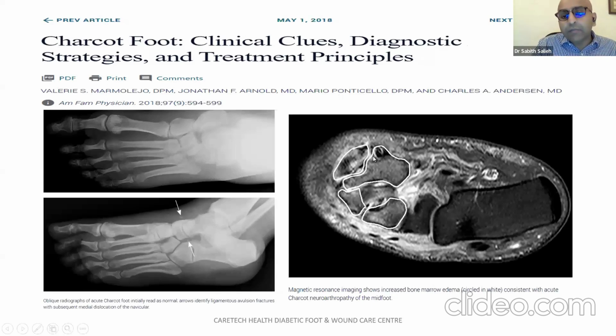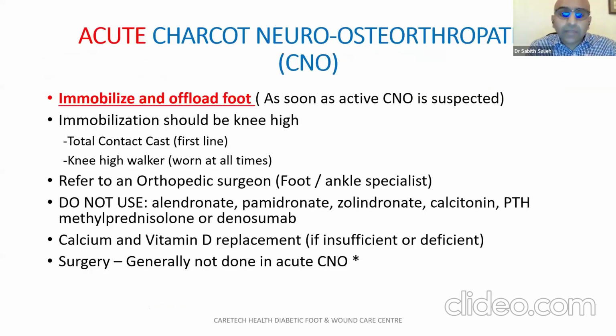And here, this is an MRI of the midfoot, and you can see the white lines show us that there's a lot of marrow edema, right? That is consistent with acute CNO, right? And that's what we mean.